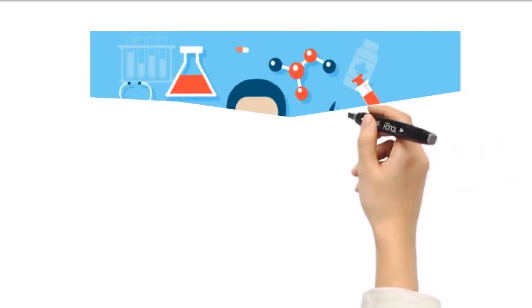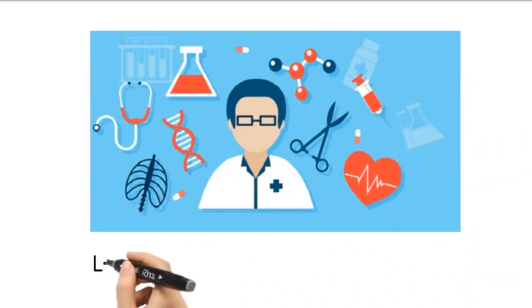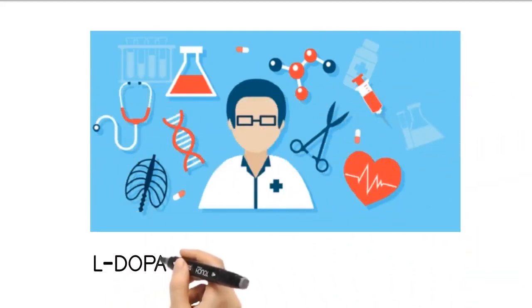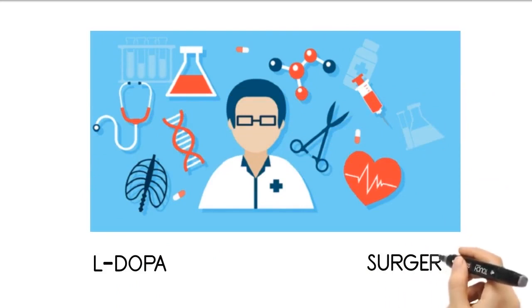Treatment. 1. L-DOPA crosses the blood-brain barrier and is converted into dopamine and thus compensates for its deficiency. 2. Surgical destruction of globus pallidus or ventrolateral nucleus of the thalamus.